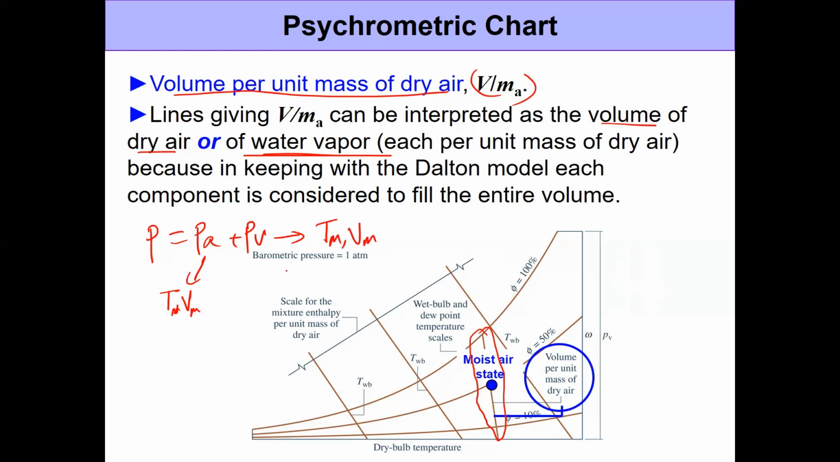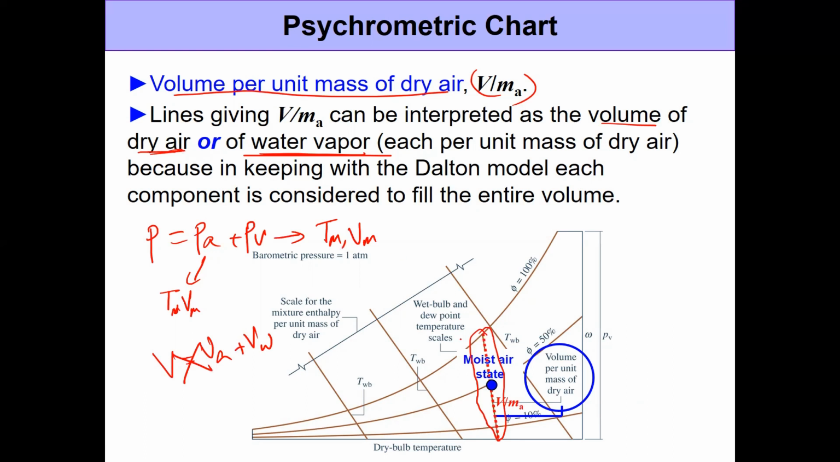So basically the volume that we're going to get from here is the volume of dry air per unit mass of dry air or volume of water vapor per unit mass of dry air for the conditions defined by the state. Okay, so just in really simple terms, do not assume that the volume that we get here is the volume for air plus water vapor. This is not the case. Okay, so it's either air or the water vapor.